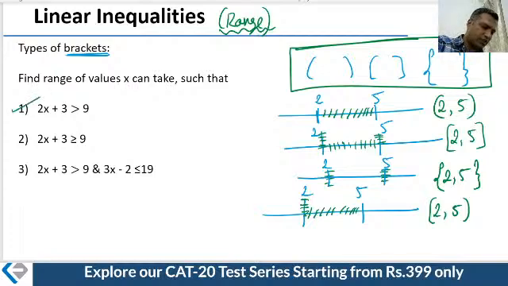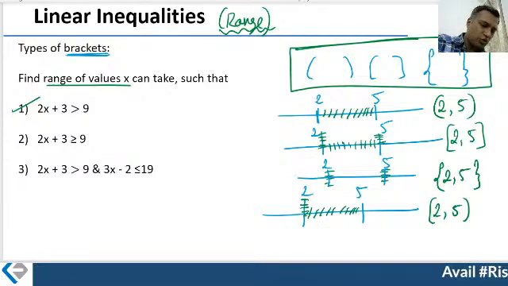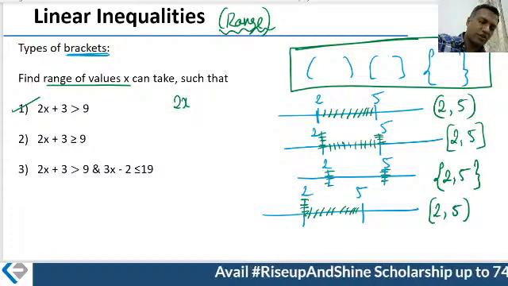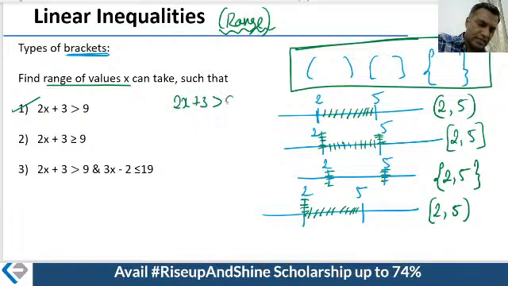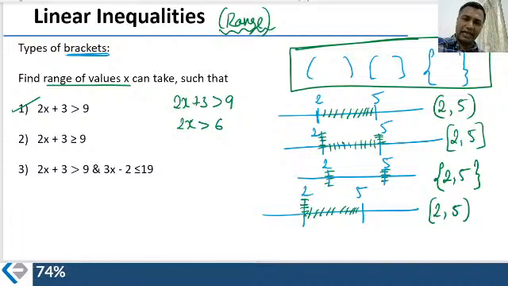Here, let's take up the first question. Find the range of values x can take such that 2x plus 3 is greater than 9. So what do you mean here? Just like an equation, you solve it, my friends. 2x plus 3 is greater than 9. Subtract 3 on both sides. The inequality won't change. By subtracting 3 on both sides, 2x is greater than 6. Your point here is that you want to have x on one side and the other thing on the other side. That's the first point.